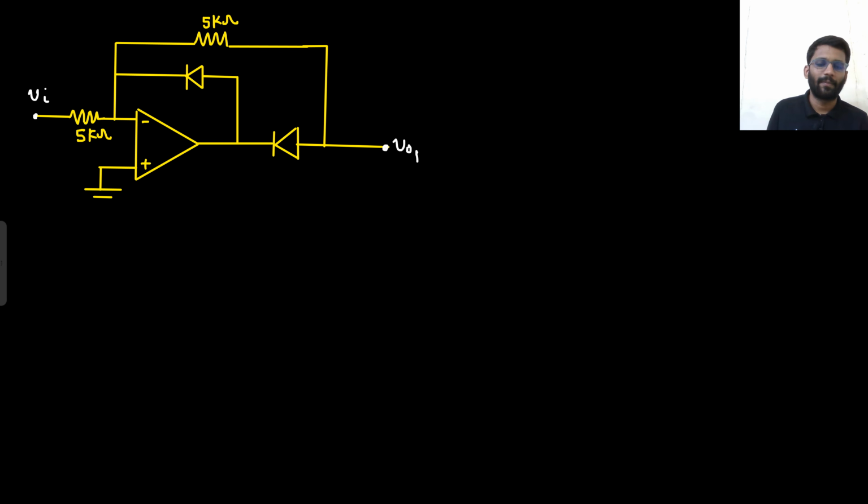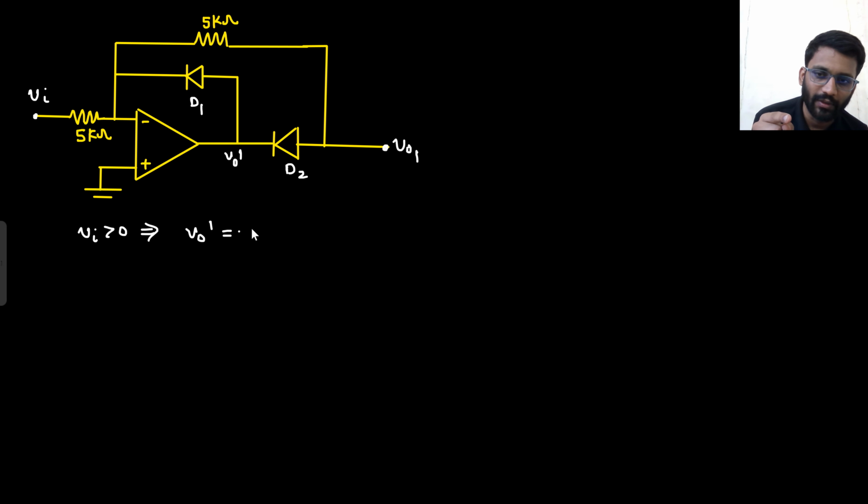Am I right? Okay. If Vin is greater than 0, what will happen? This node is greater than 0, so the output will be minus Vset. Let's call this D2 and this T1. The output, this node, is V0 dash. V0 dash will be minus Vset. If it is minus Vset, then what will happen? D2 on and D1 off.